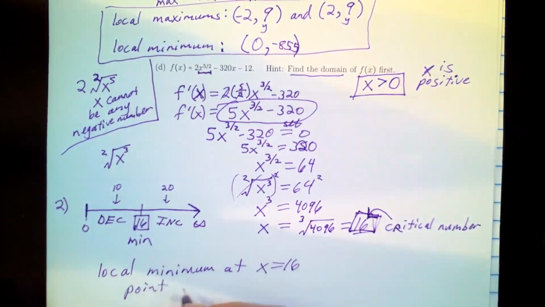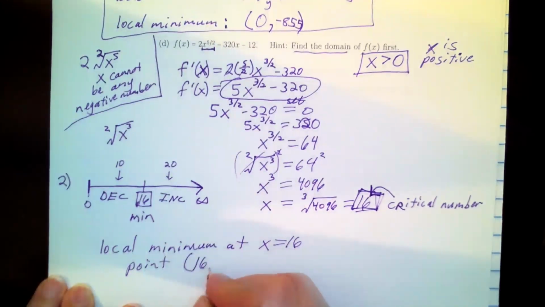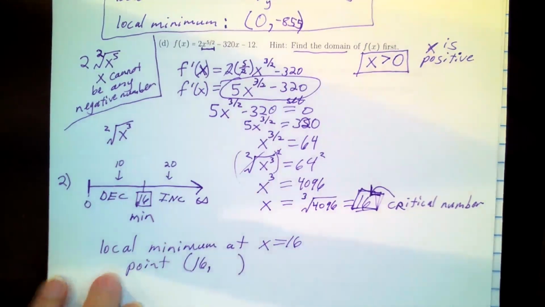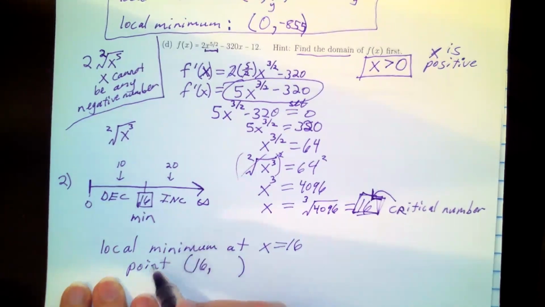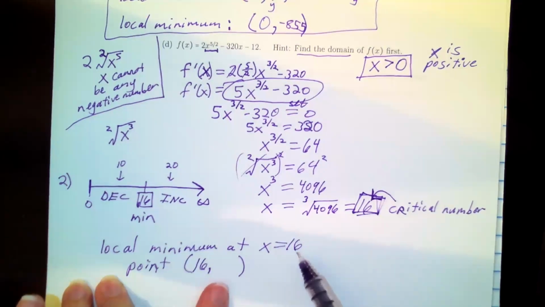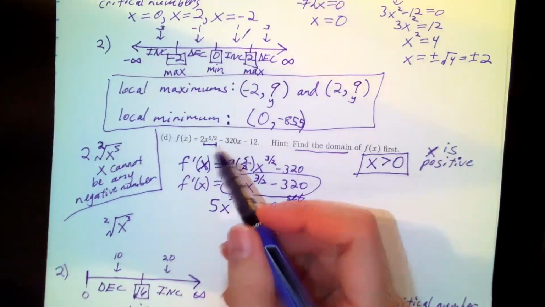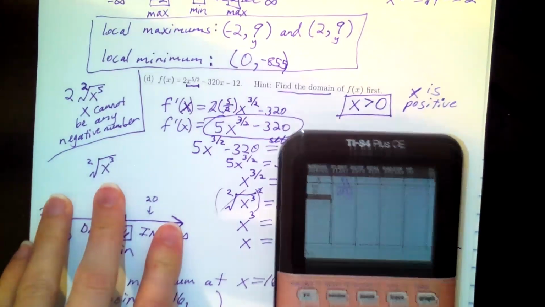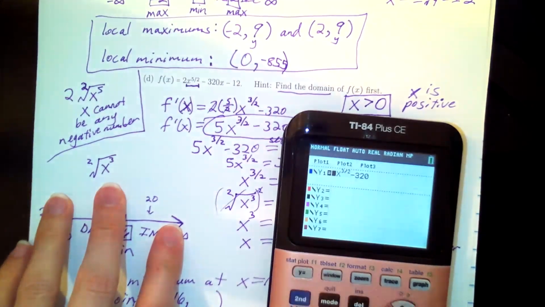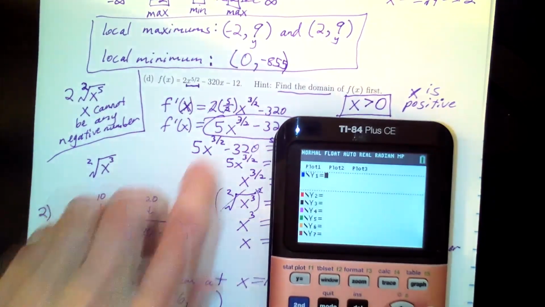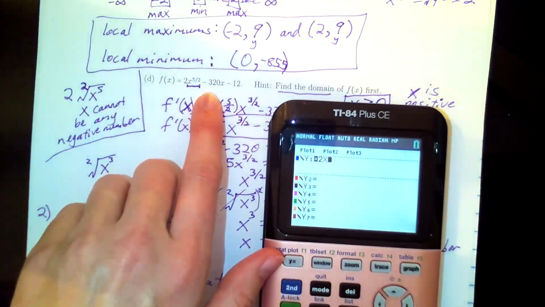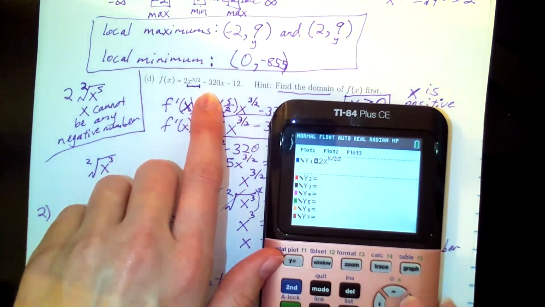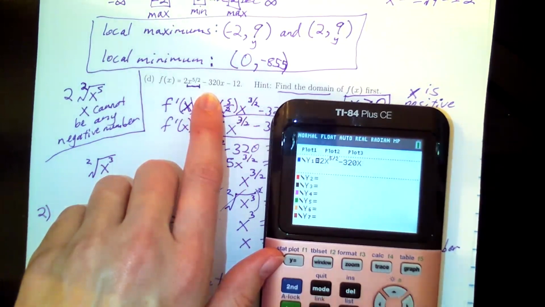So we have a point that we can find, x, y, 16 comma something. So if I want a y value, so I can plot this on a graph, I'm going to take 16 and plug it back into the original function. So I'm going to clear out my y equals there, put in the original function, 2x to the 5/2 minus 320x minus 12.